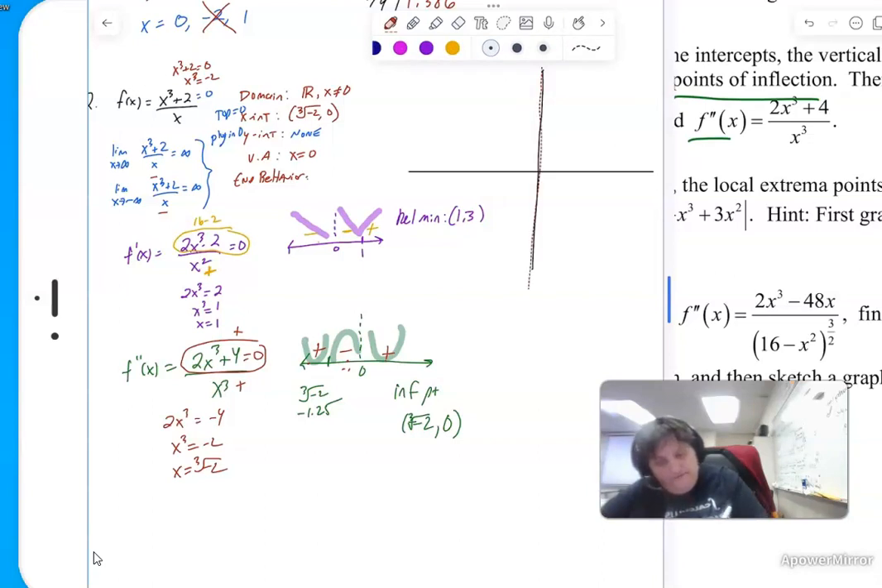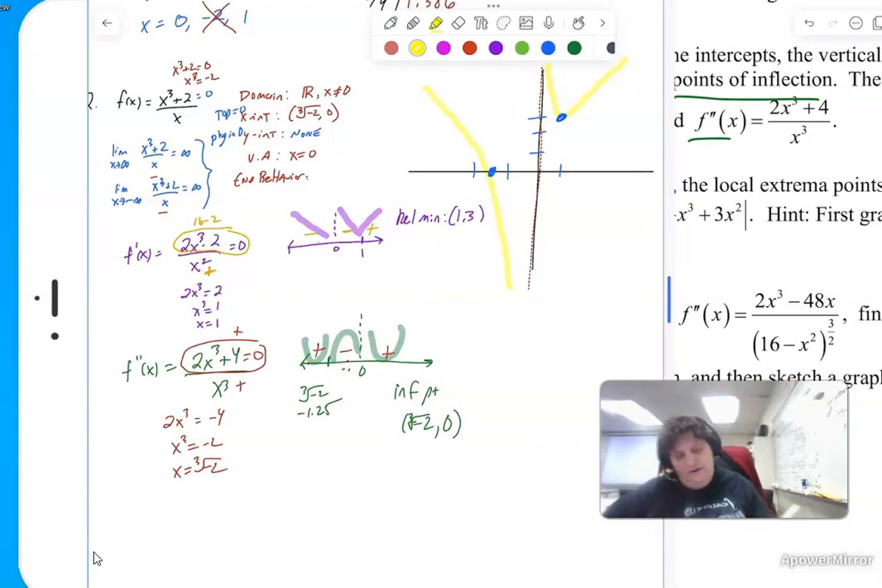Okay, so there we go. And then I have a point at 1, 3, and then I have a point at negative cube root of 2, 0, which is like 1.25. It's probably about right there. Okay, and I'm going to start by just following my decreasing. It goes decreasing, and then it goes decreasing, increasing, right?